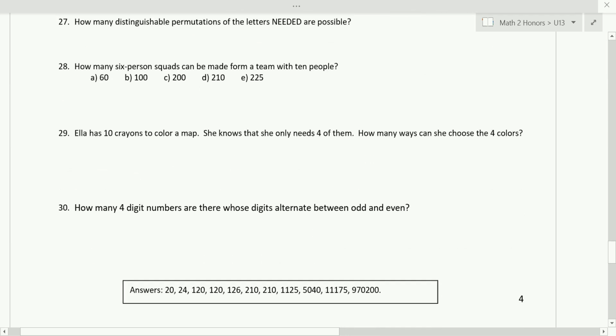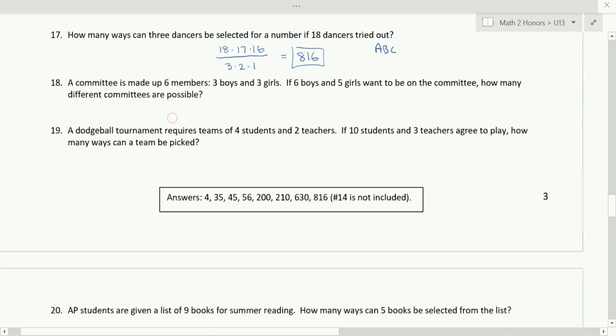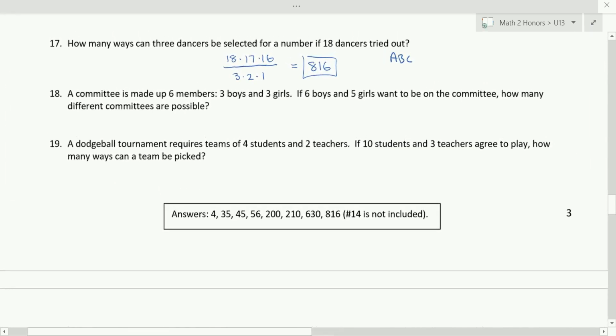So I think what can get a little more challenging are, let's look at 18. 18 can be a challenging one. A committee is made up of 6 members, 3 boys and 3 girls. If 6 boys and 5 girls want to be on the committee, how many different committees are possible? So it's a little more complicated because we've got more things involved. We've got boys and girls. 6 different boys want to be part of it, but we're only choosing 3 of those 6 boys. And then there's 5 girls, but we're only choosing 3 of those 5 girls. A lot more in play here, right?